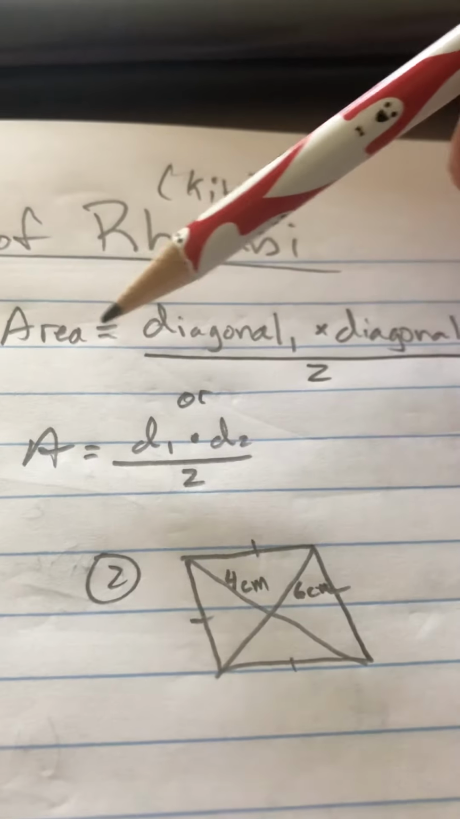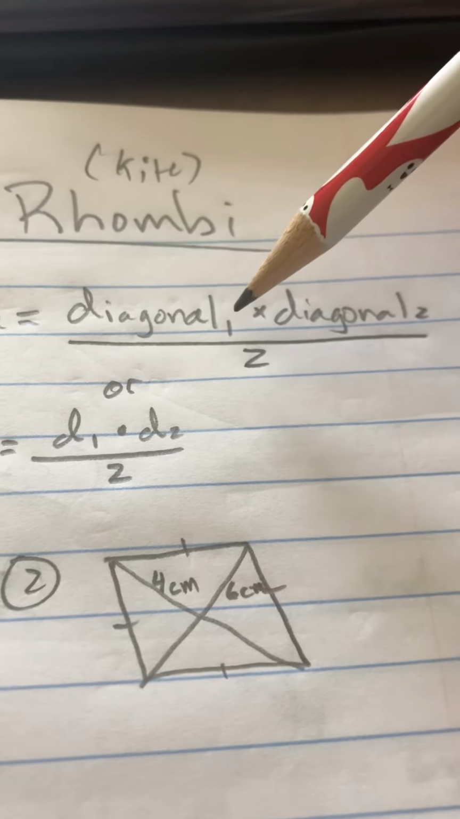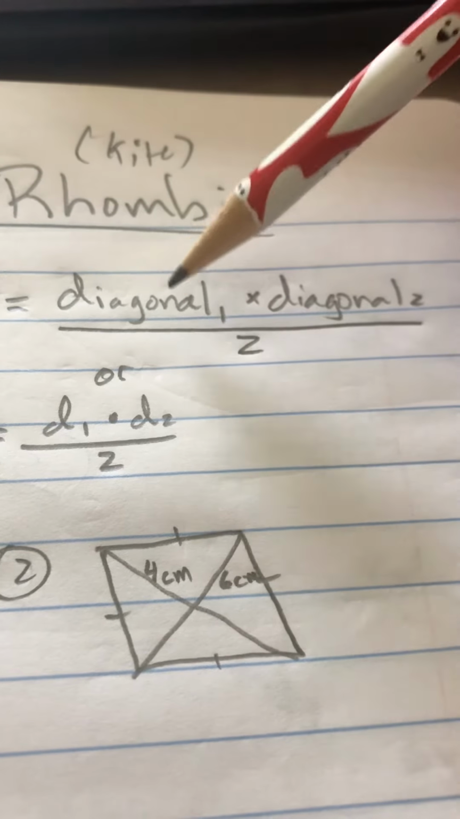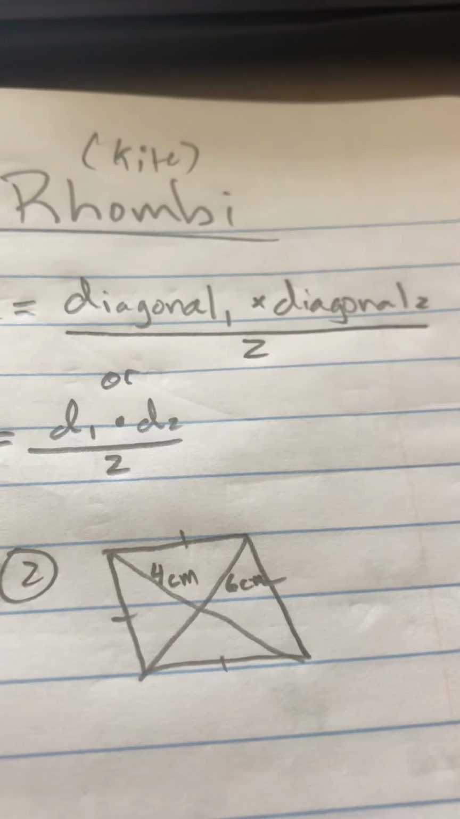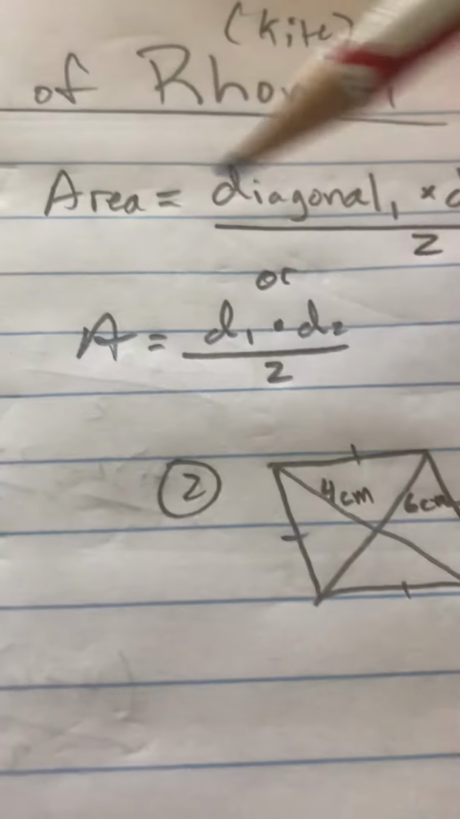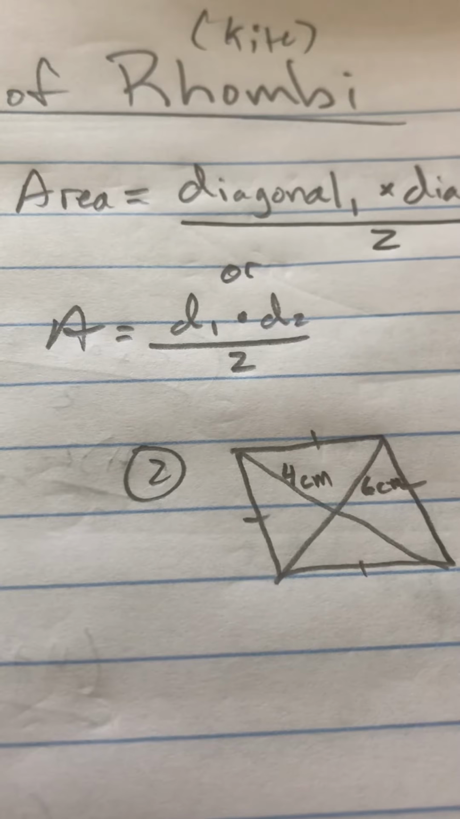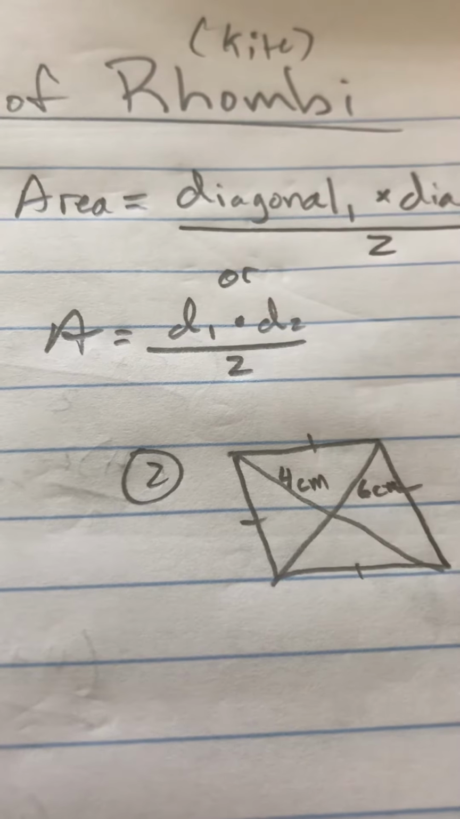Here's the formula. Area equals diagonal 1 times diagonal 2 divided by 2. So you're taking both diagonals, multiplying, and then dividing by 2. That's all you've got to do. Area equals diagonal 1 times diagonal 2 divided by 2. D1 times D2 divided by 2.